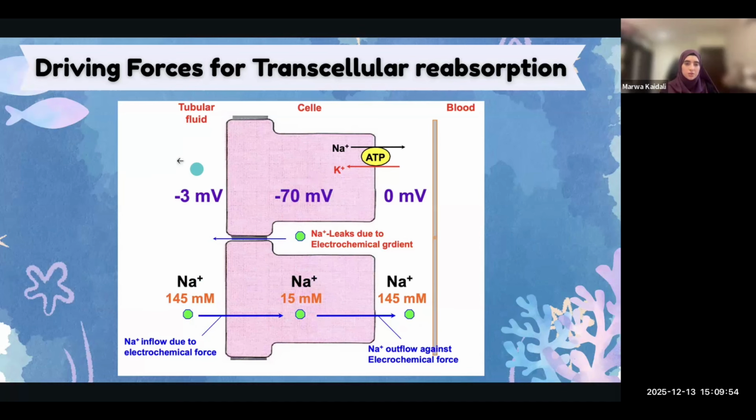So if you imagine that there's sodium over here as well, it's going to push, sorry, 1 second.